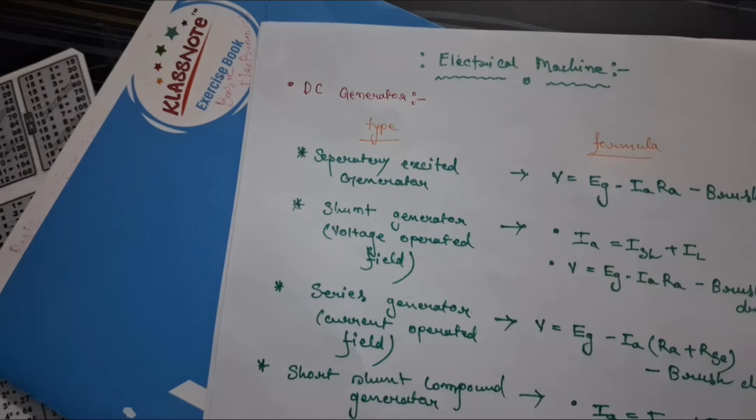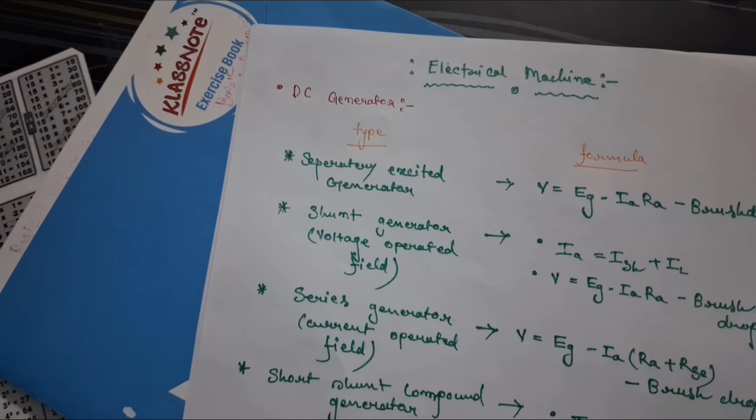Next, shunt generator. Shunt generator is also called voltage operated field generator. Here in shunt generator, the formula of Ia is Ish plus IL. Ia is armature current, Ish is shunt field current, IL is load current. And V is equal to Eg minus Ia Ra minus brush drop.